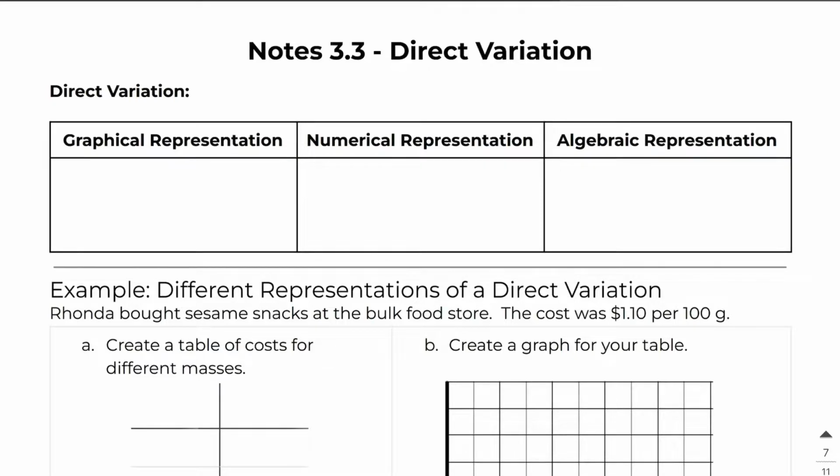Hi people, notes 3.3 are on direct variation, and once the notes start, it's going to say notes 3.5 on top, but you are watching the right video. This should be notes 3.3.